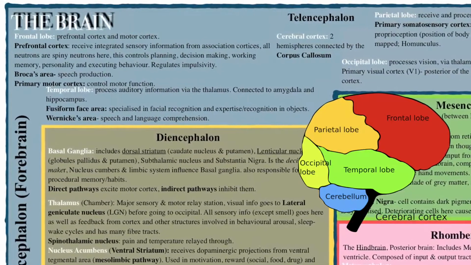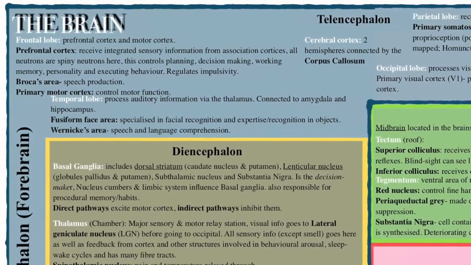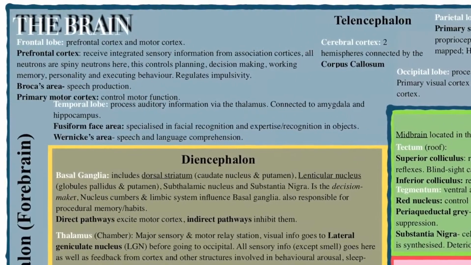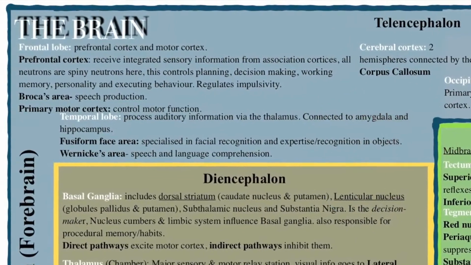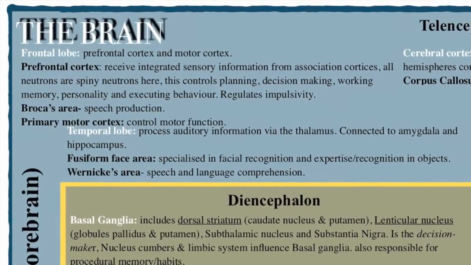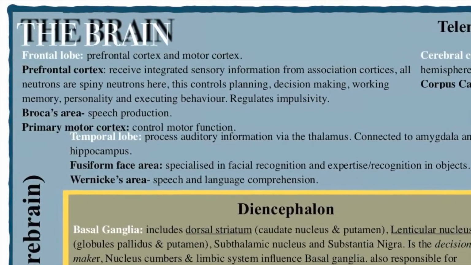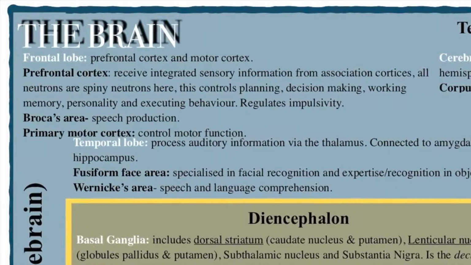There's a place called Broca's area in the frontal lobe, which is in charge of speech production, and there is the primary motor cortex, which controls for motor functioning in the frontal lobe. The temporal lobe is in charge of processing auditory information via the thalamus and is connected to the amygdala and hippocampus. It also has the fusiform face area, which is specialized in facial recognition and expertise or recognition in objects, and there's Wernicke's area, which is in charge of speech and language comprehension.